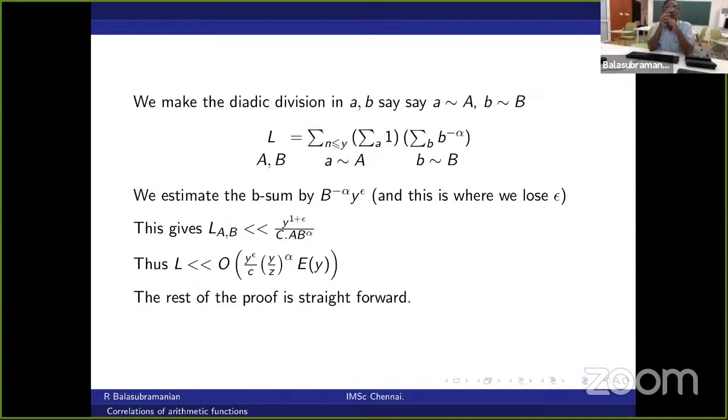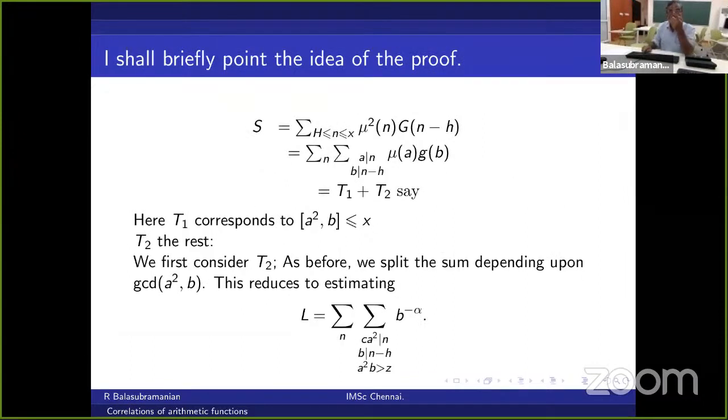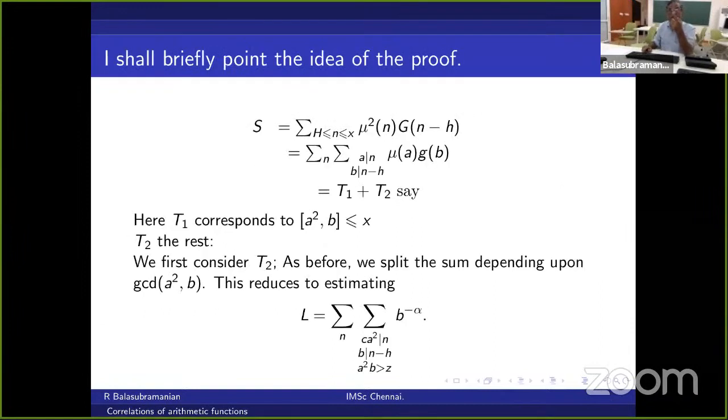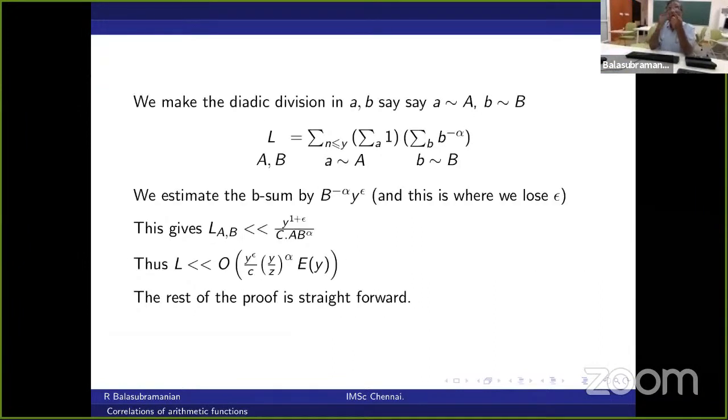And therefore, when you do the summation, this L_AB becomes y power 1 plus epsilon divided by c AB power alpha. Sorry, that should be little c. Therefore, little c won't play a role. You have AB power alpha, but on the other hand, you see the conditions. The condition that A square B is bigger than or equal to Z would mean that capital A square times B would be bigger than or equal to Z.